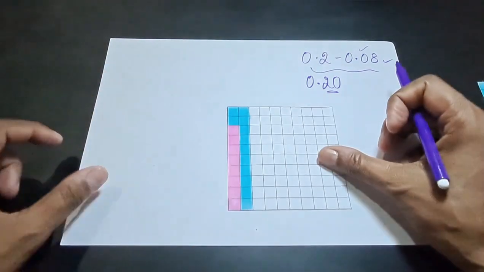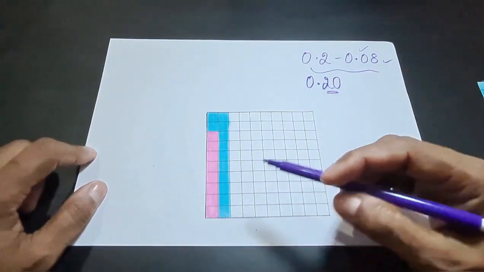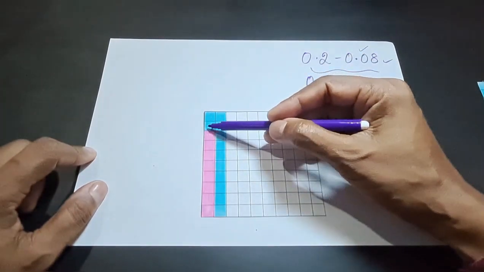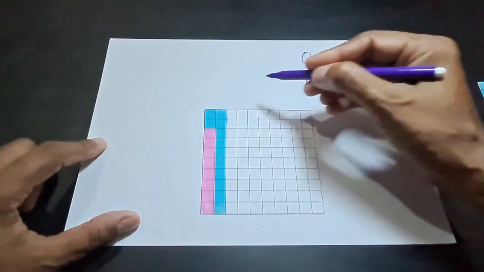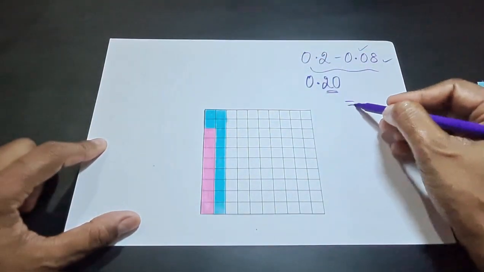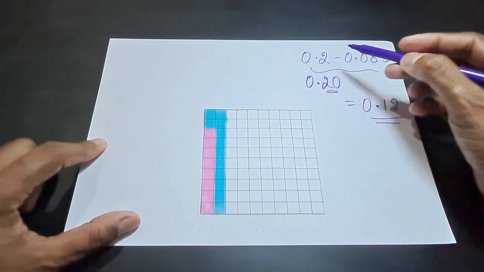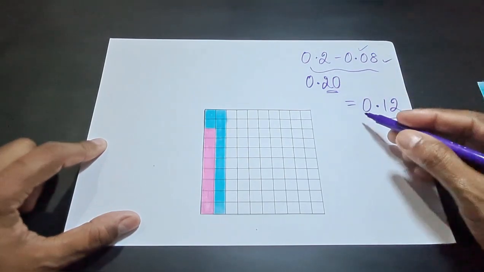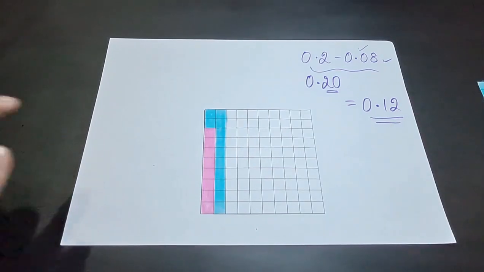So what happens now is you have to count how many squares are not shaded here. So 1, 2 and then 10 here. 10 plus 2, 12. So 12 out of 100 means the answer for the question is 0.12. So 0.2 minus 0.08 is 0.12, and we have proved that using this amazing activity.